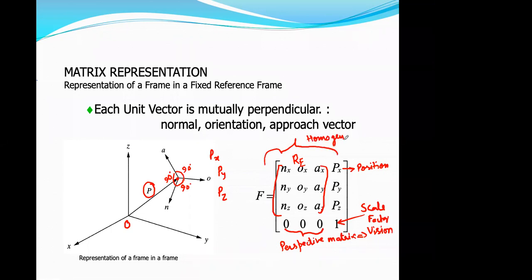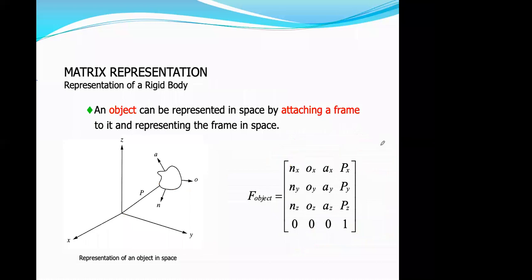This will be a homogeneous transformation matrix. So that kind of a thing can be represented by this matrix representation. So I think this is the representation of a rigid body. How a rigid body, because robot के जो link हैं, those are the rigid body. So a robot can be represented by a rigid body, and an object can be represented in a space by attaching a frame to it and representing the frame in the space.